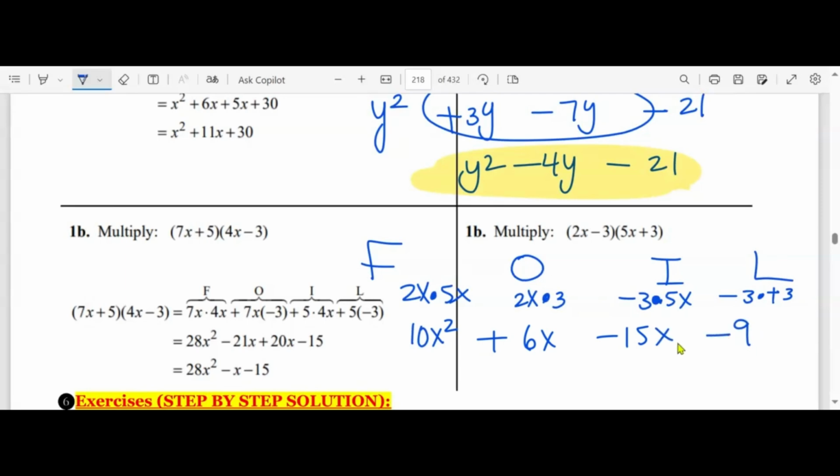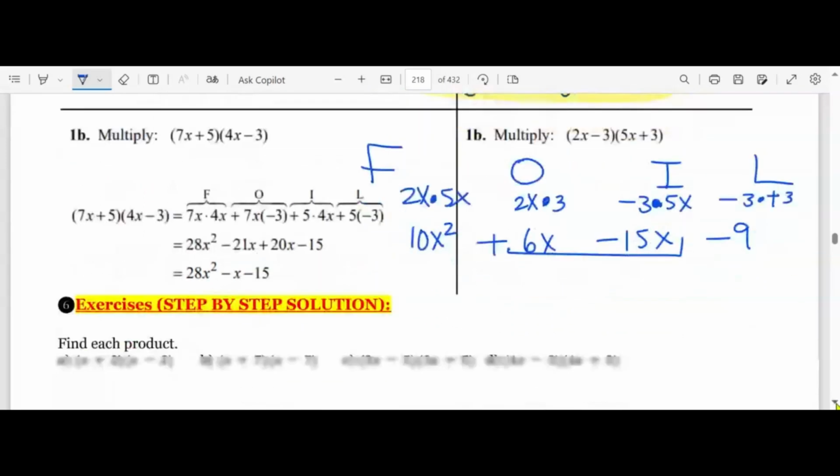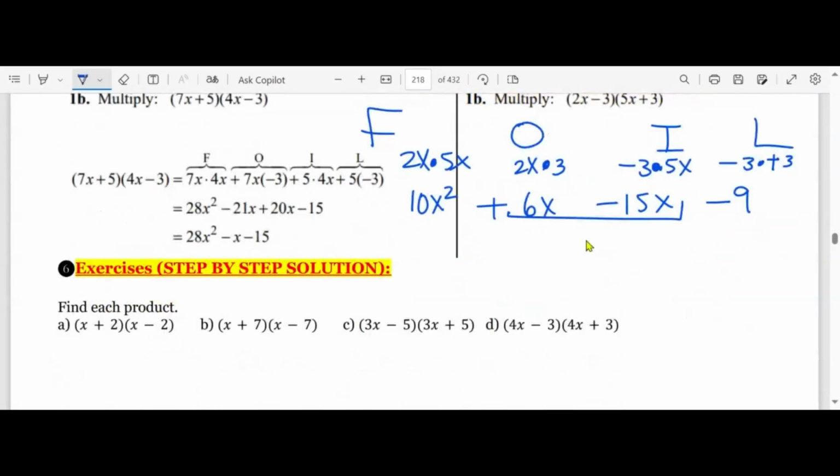Now combine like terms. What do you get? 15... minus 9x. Exactly. And then you have to bring the negative 9 and you have to bring the 10x squared. Easy as easy? Yes, so great. Highlight. Okay, easy.